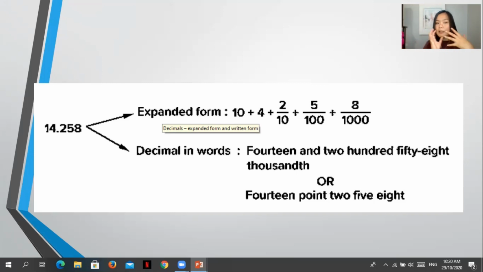14.258. I-pronounce mo lang yung proper pronunciation ng mga numbers, yung 14. Hindi 14, that's 14. Pero sa decimal na, that's 258. So, 14.258. So, expanded form niya ay 10 plus 4 plus 2 over 10 plus 5 over 100 plus 8 over 1,000. That's based on their place value.